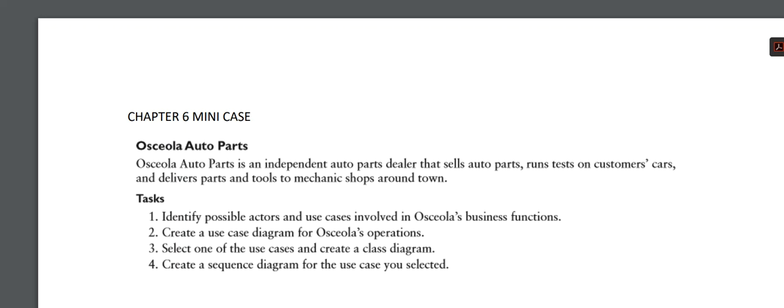For question number four, you need to create a sequence diagram for the use case that you selected. I'm not picky with the sequence diagram. Just make sure that you consider the different actors. You could think about the customer, another one again is the store associate, of course the inventory or part inventory, and lastly your transaction record. So use those four to be able to create your sequence diagram.